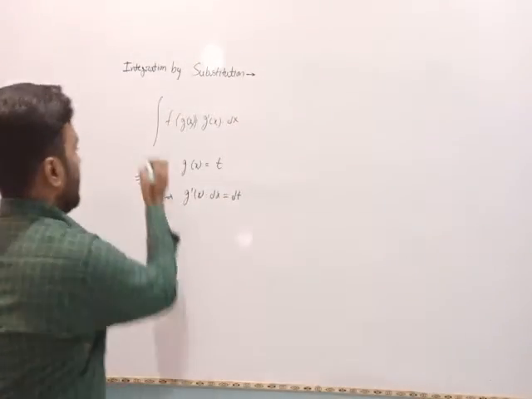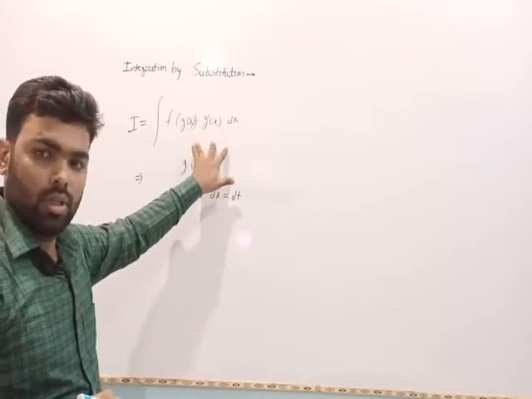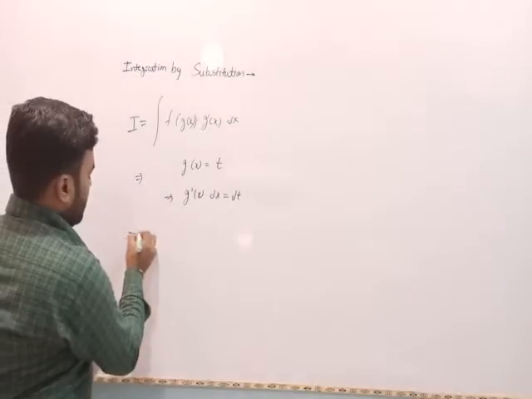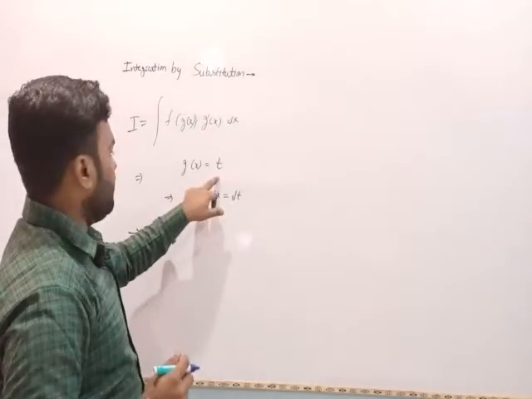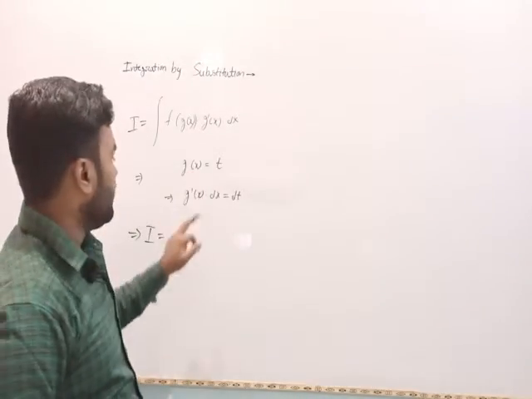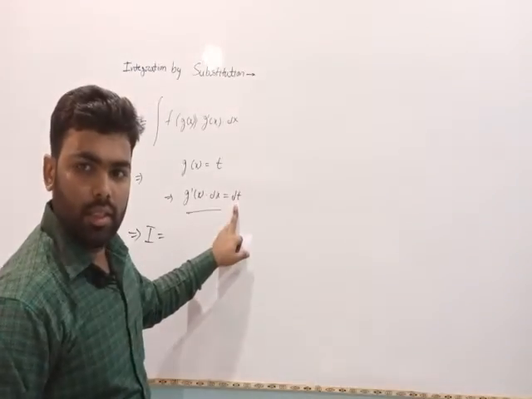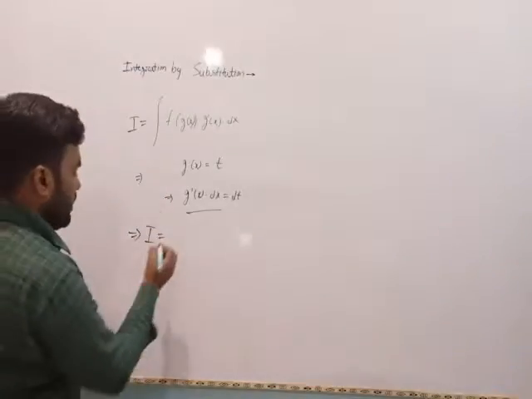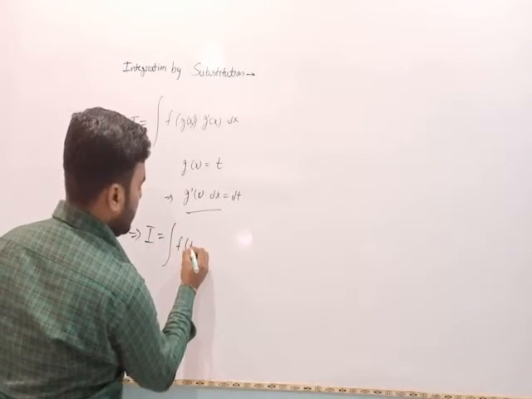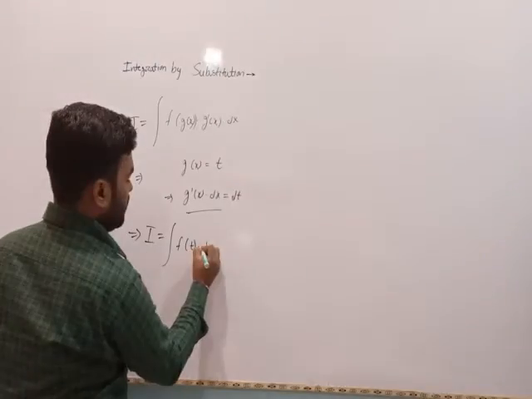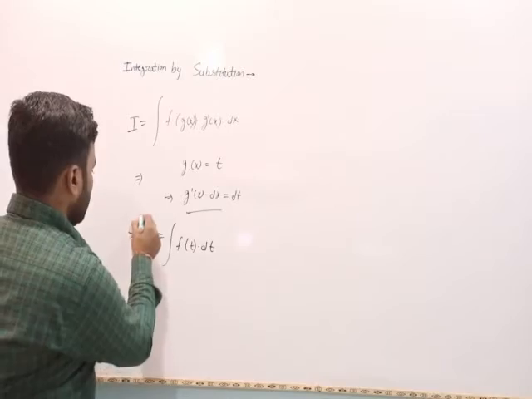If I write the integral as I equal to this integral, then what will happen here? We will write t in place of g(x), and in place of g dash x into dx we will write dt. So let me write it in terms of t. This will become integral of f of t into dt. Now this is easier to solve.